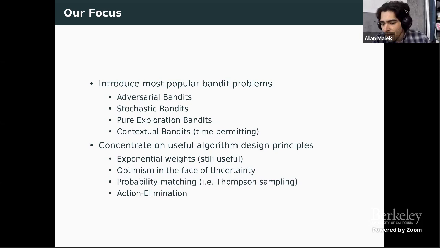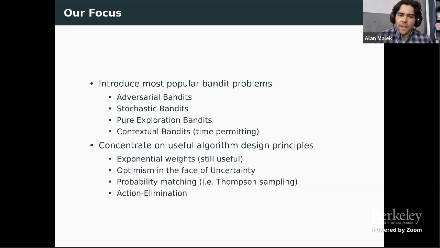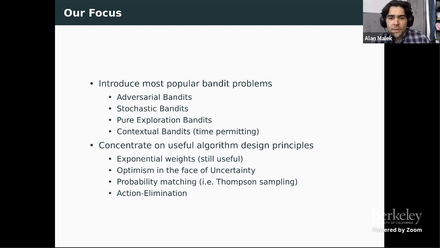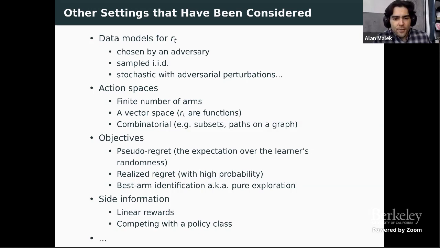The design principles we'll concentrate on are exponential weights, which we've seen quite a bit in Wouter's talk, optimism, also known as optimism in the face of uncertainty, and probability matching, which is more often known as Thompson sampling. And for the pure exploration bandits, we'll talk about action elimination. Each of these design principles gives rise to algorithms that solve these specific bandit problems, and often they give rise to very clean analysis as well. Okay, so that's what we're going to look at, but I really want to highlight with this slide that there are a lot of different ways we could expand on the bandit problem.